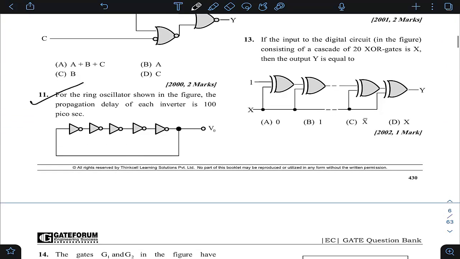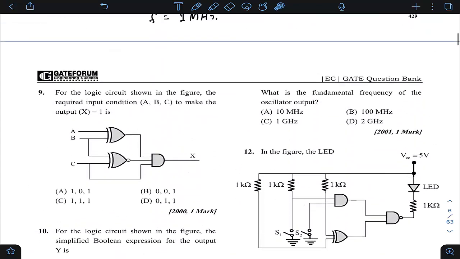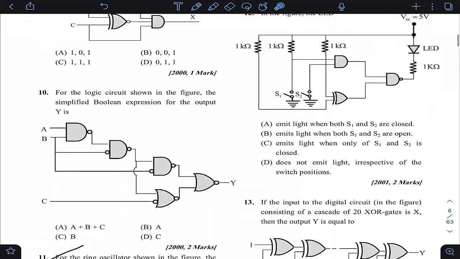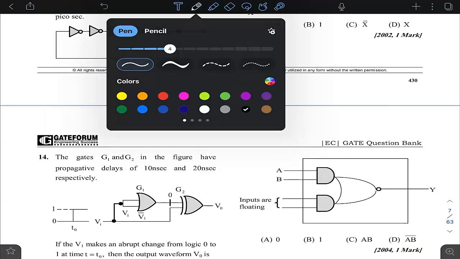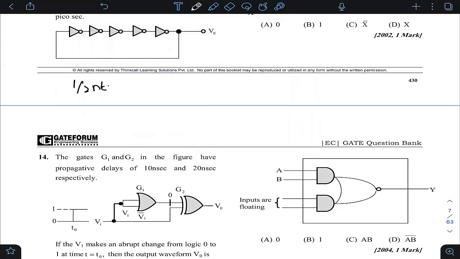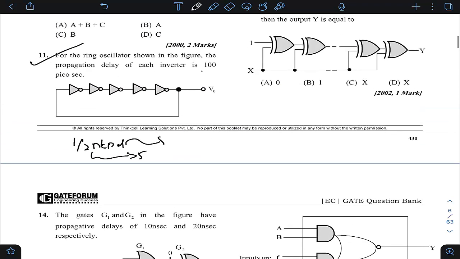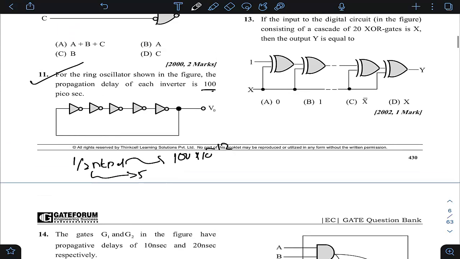And you see, this is another question. For the same ring oscillator, the propagation delay of each inverter is 100 picoseconds. Then the question is, what is the fundamental frequency of the output? They're asking for frequency, and the answer is 1 by 2n TPD. Here the n value is 5 and the TPD value is 100 picoseconds, so 100 into 10 power minus 12. You can substitute here and simplify.